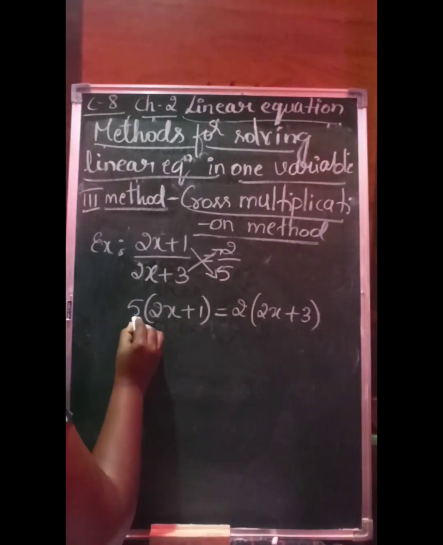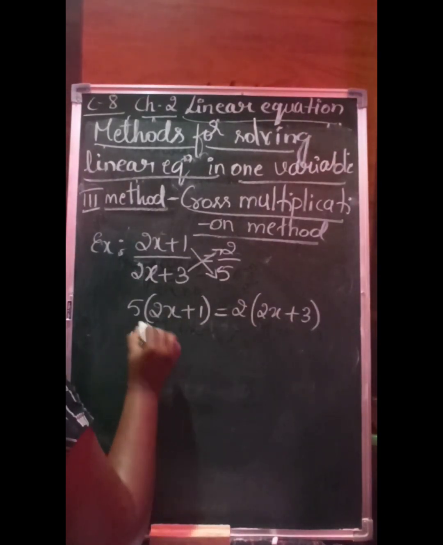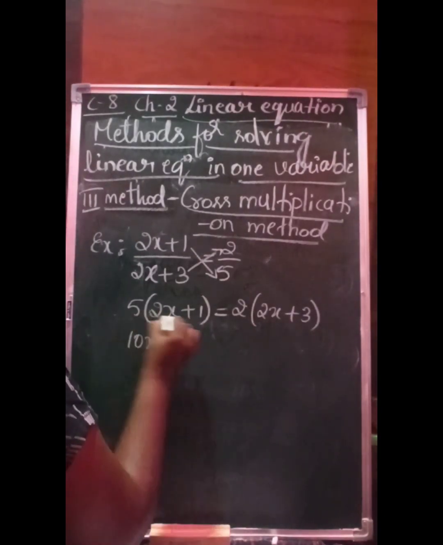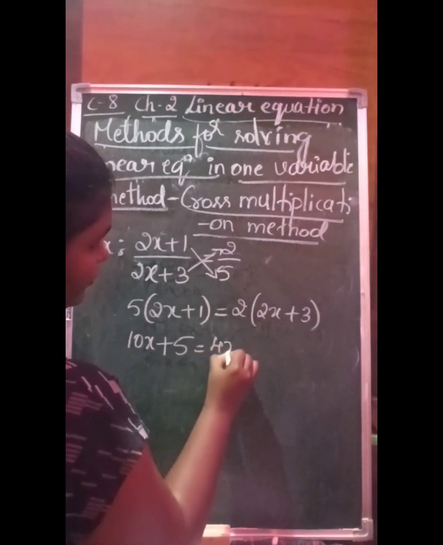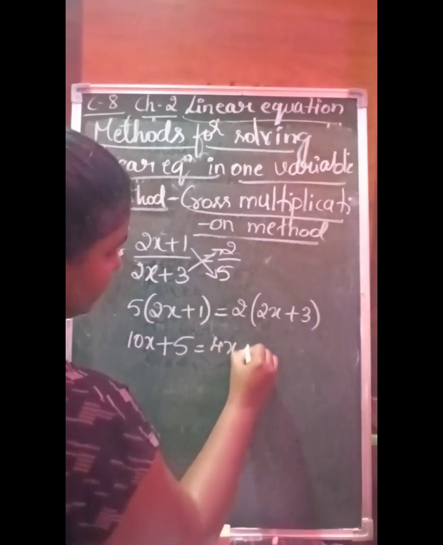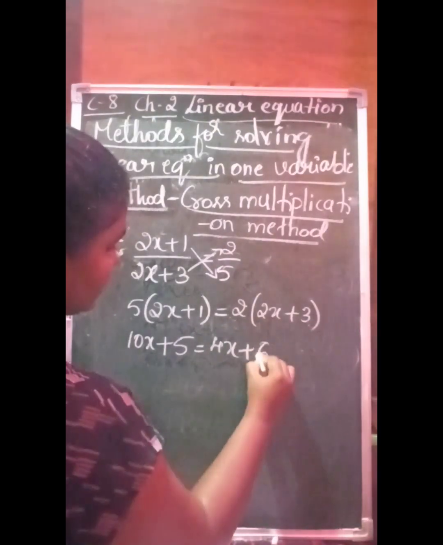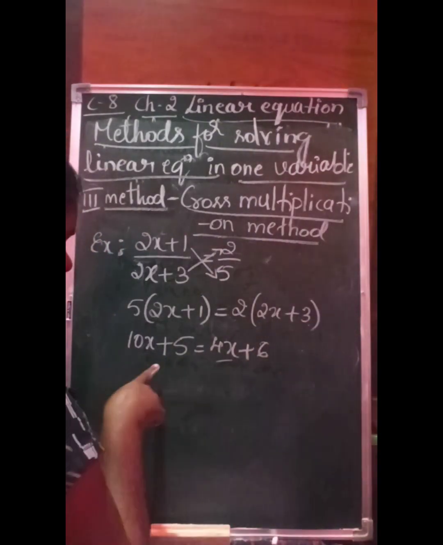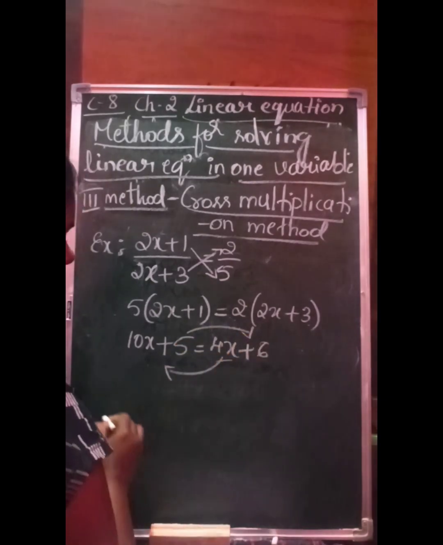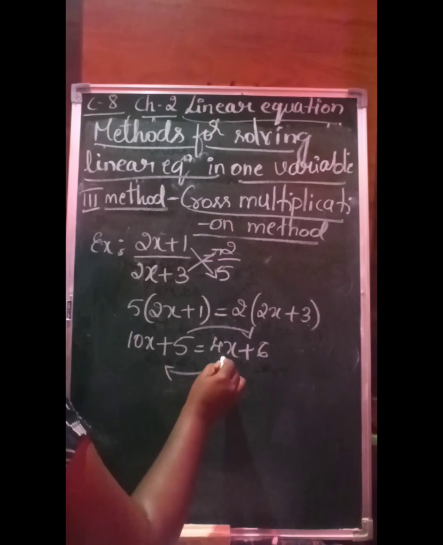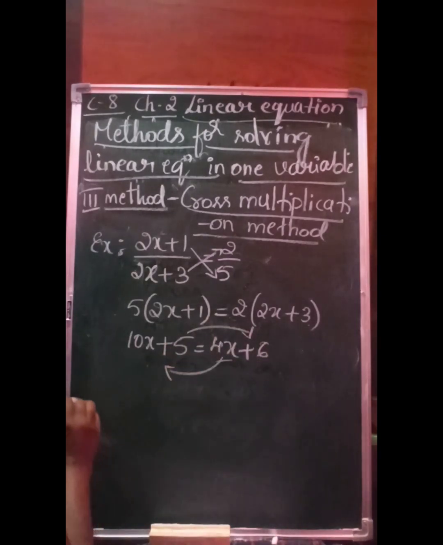Multiply 5 inside. 5 2s are 10x, plus 5 1s are 5, equals 2 into 2x is 4x, plus 2 into 3 is 6. Now send 4x to the left hand side and 5 to the right hand side.